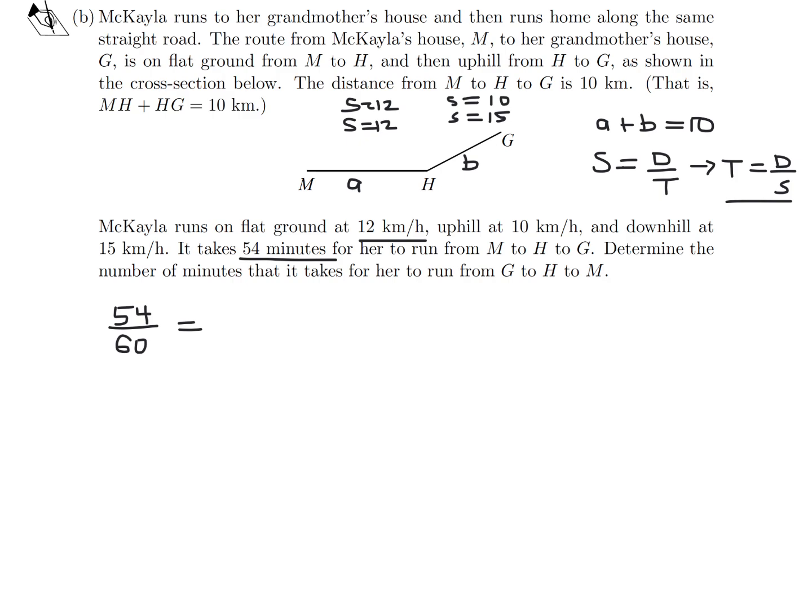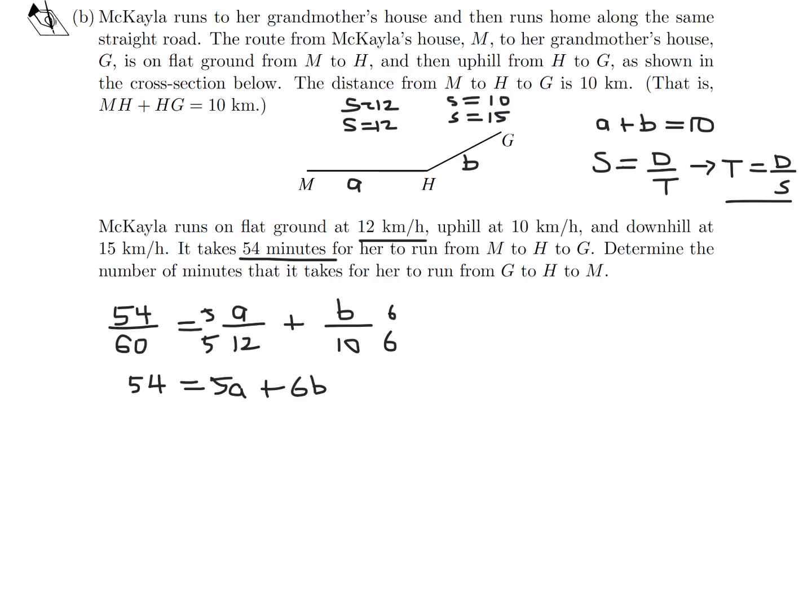So distance over speed. So B over, now which are we going to use, 10 or 15? Hold on here. It takes for her to go from M to H to G. So she's going uphill. So if she's going uphill, I got to use 10. Okay. All right, so let's solve this. Common denominator, 5, 5, 6, 6. So 54 is equal to 5A plus 6B, right? And then the common denominators vanish.